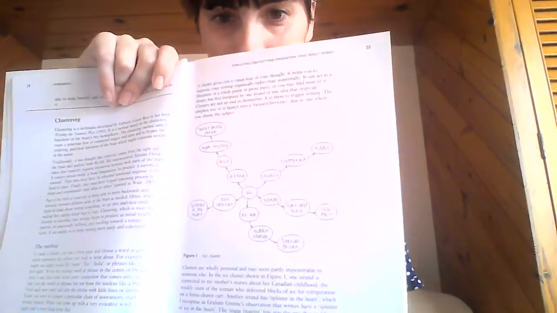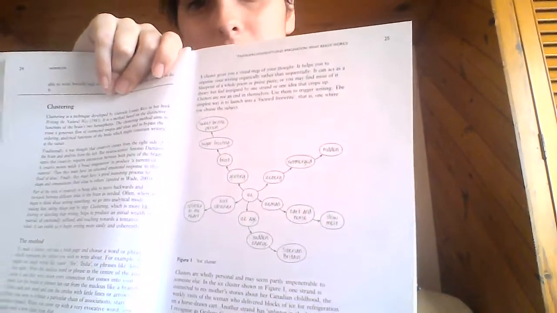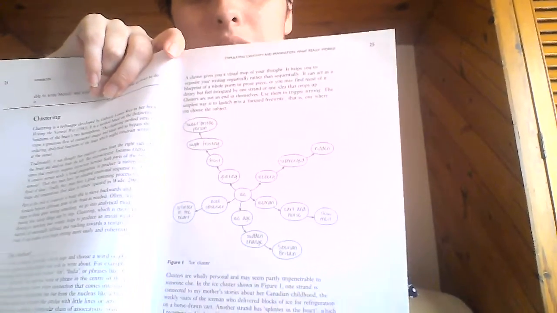It's not helpful that the light is shining off the page, but if you can see this figure here, this diagram, I'll read what the method says. So, to make a cluster, you take a fresh page and choose a word or phrase which represents the subject you wish to write about. For example, you might use single words like water, fire, India, or phrases like love at first sight. Write this nucleus word or phrase in the centre of the page.